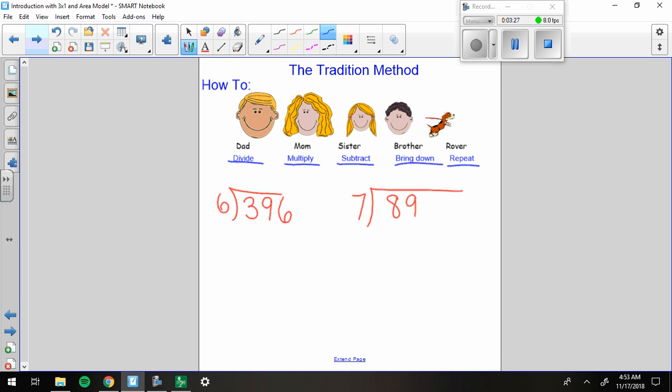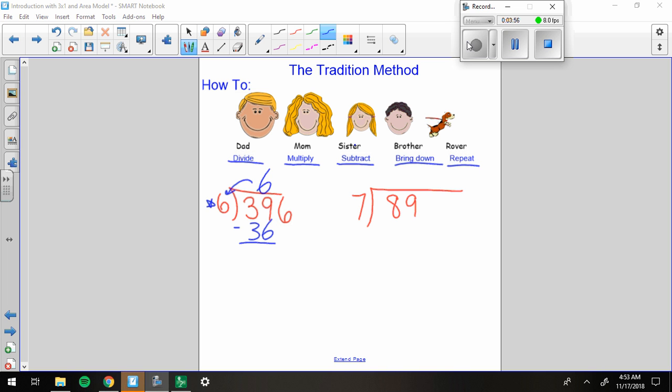Perfect. So first things first, we're going to divide. Does 6 go into 3? No. Does 6 go into 39? Yes. How many times? 6 times. I put my 6 over my 9, and I divide it. Now I'm going to follow mom and multiply. 6 times 6 is 36.